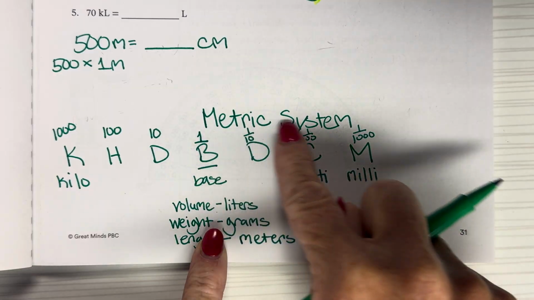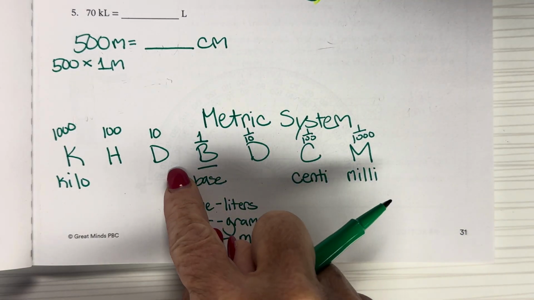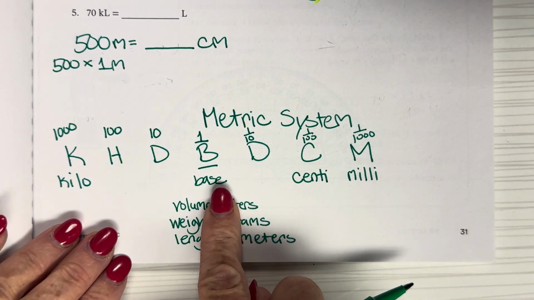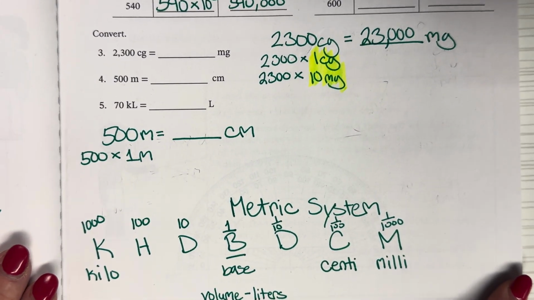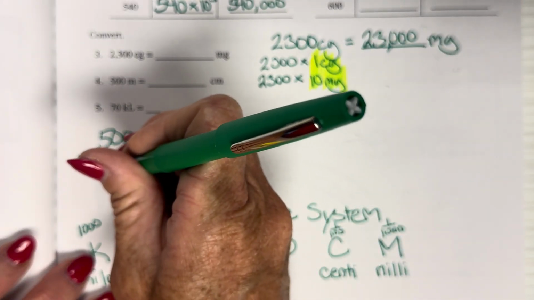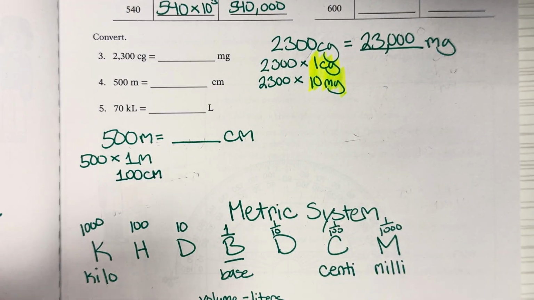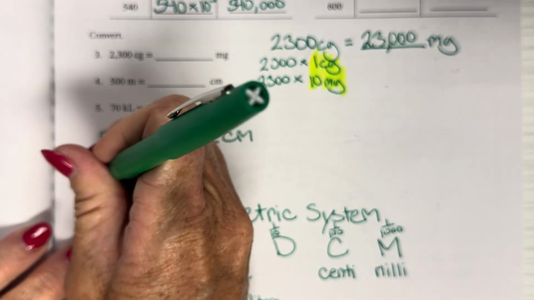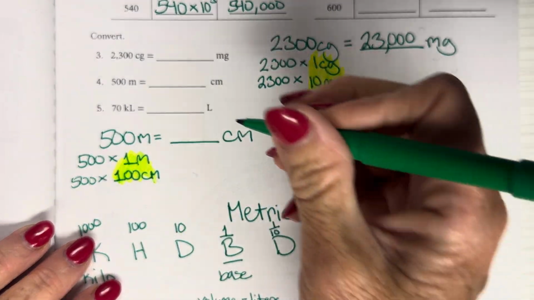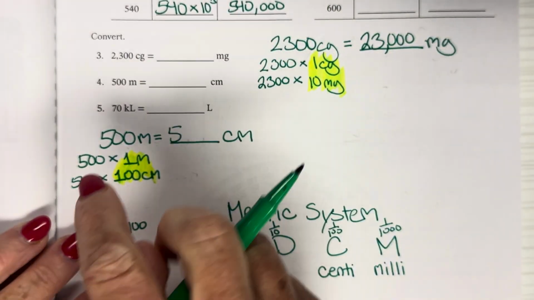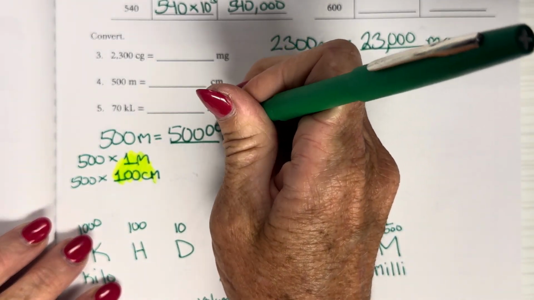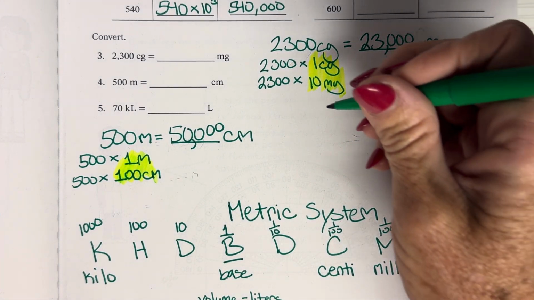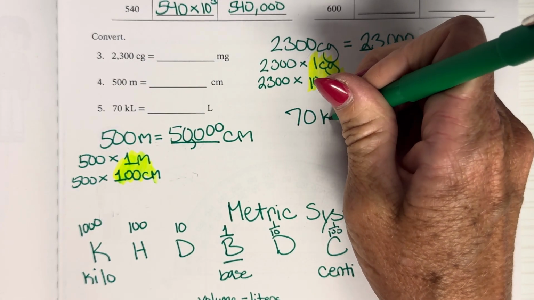So each place value is 10 times. So these are 100 times smaller than these. That's how much smaller they are, 100 times smaller. So out of every meter, I could cut it up into 100 centimeters. So I'm going to say 1 meter is equal to 100 centimeters. Those are equivalent. So I could multiply my 500 times that. So 500 times 100 is going to be 1, 2, 3, 4 zeros, 50,000 centimeters.